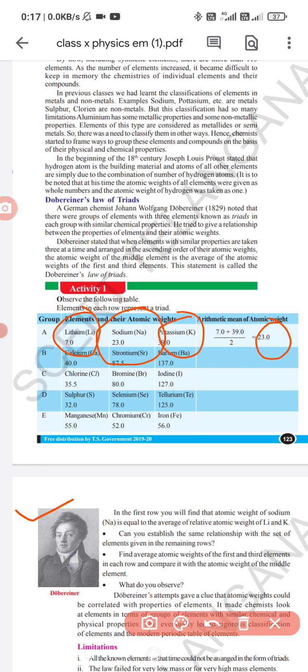So he thought that these three elements should be kept in a group. What is the group here? The group is A. He kept them in group A in a systematic order. What is the law here? When we take the average of the first and last element of this group, we get the atomic weight of the middle element, that is 23. So he arranged the three elements in the same group.